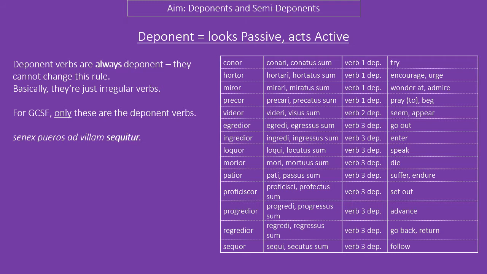Senex pueros ad villam sequitur. The old man is following the boys to the house. So here it is "following", because although sequitur looks passive, it is one of our deponents, so it's going to translate as active. Just a normal present tense verb then.